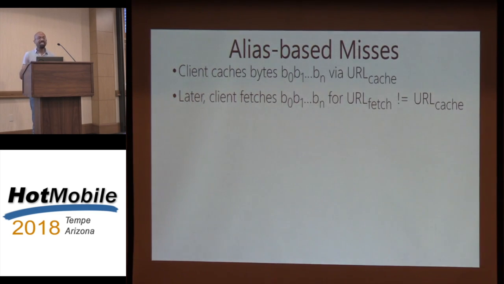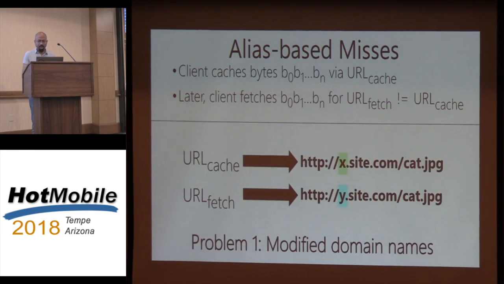Unfortunately, there is a problem. It's these alias-based misses that I was describing to you. This happens when the client caches a set of bytes using one URL and then fetches those same bytes using a different URL. And that second fetch is going to miss in the cache. So, for example, consider the problem of modified domain names. The user issues a fetch for a cat picture posted by x.site.com, and later issues a fetch for the same set of bytes posted on y.site.com. Even if the first picture was marked as cacheable, the second request will fail to hit in cache.